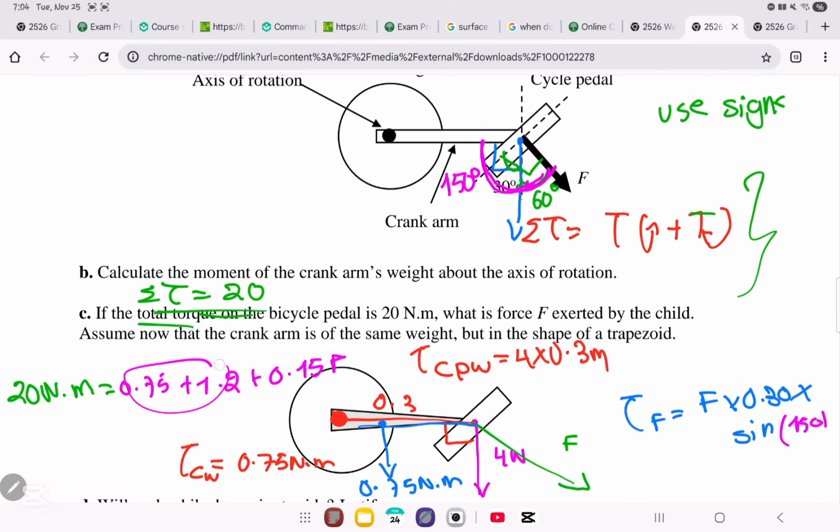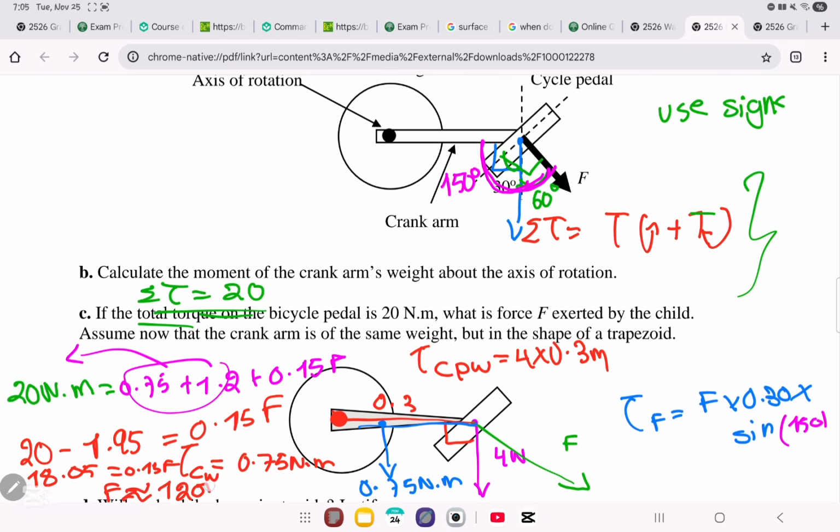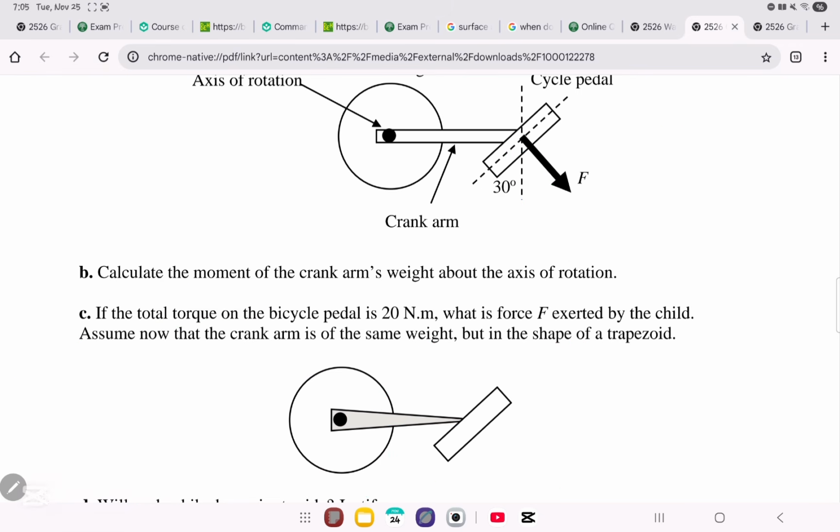Now we move them to the other side. What do you get? You will get 20 minus, what is 0.75 plus 1.2? 1.95. So 20 minus 1.95 is equal to 0.15 F. What is 20 minus 1.95? It is 18.05. So 18.05 is equal to 0.15 F. So then F is equal to 18.05 over 0.15, which is approximately 120 newtons. So the force F is approximately 120 newtons.